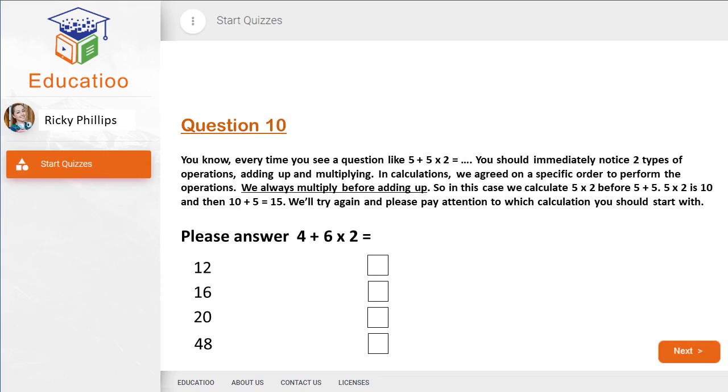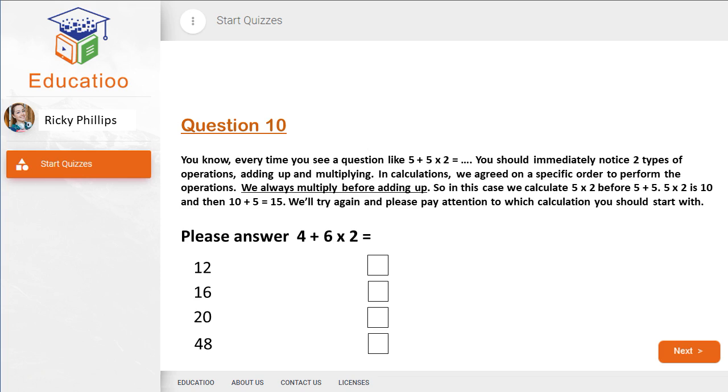You know, every time you see a question like 5 plus 5 times 2 equals, you should immediately notice 2 types of operations: adding up and multiplying. In calculations, we agreed on a specific order to perform these operations. We always multiply before adding up. So in this case we calculate 5 times 2 before we do 5 plus 5. So 5 times 2 is 10, and then adding up 10 plus 5 is equal to 15. Let's try again, and please pay attention to which calculation you should start with.